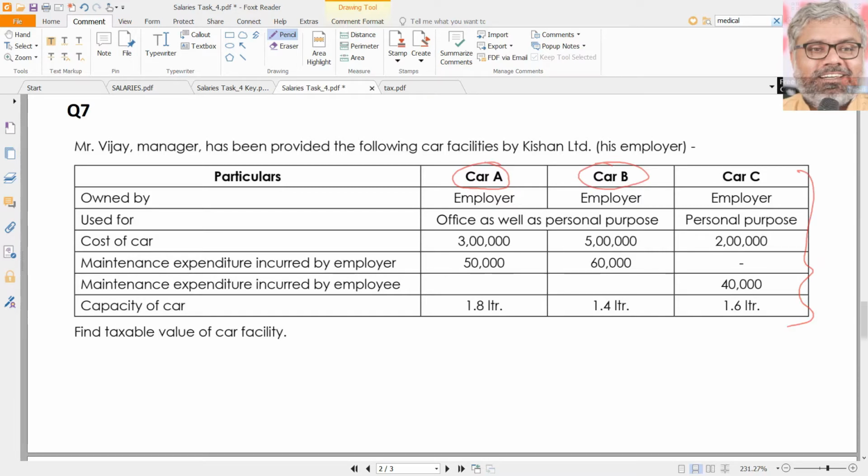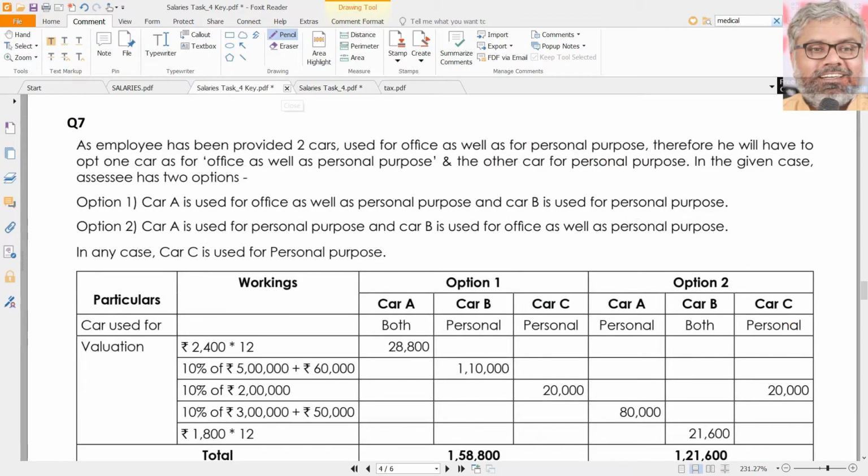Straight away, we can consider the value of that. Cost of the car is 2 lakhs, means 20,000. Maintenance expenditure incurred is 40,000, means total 60,000. Car C is the easiest one.